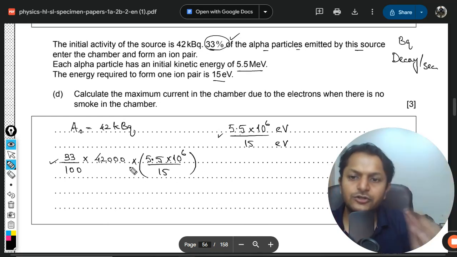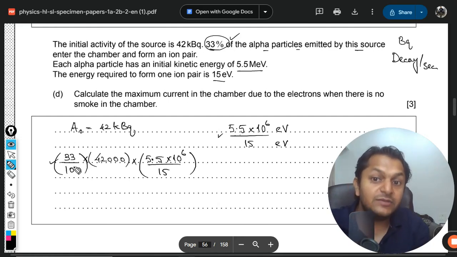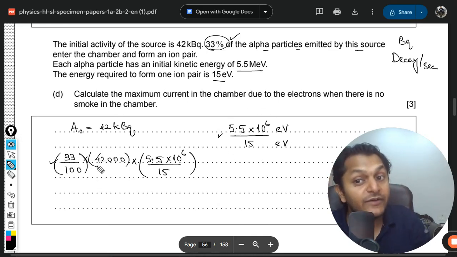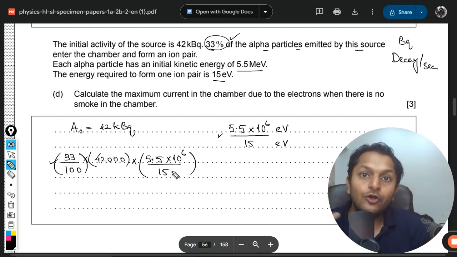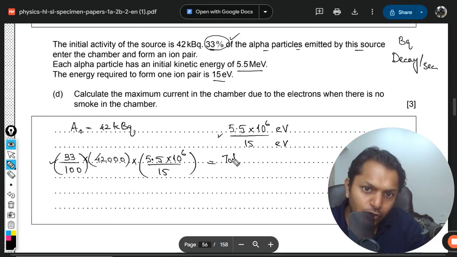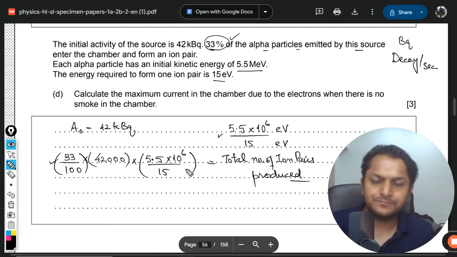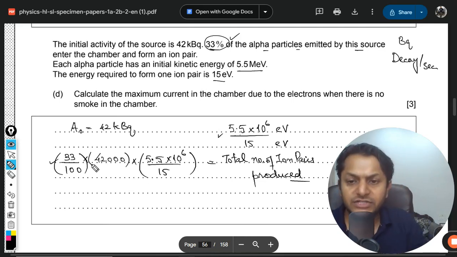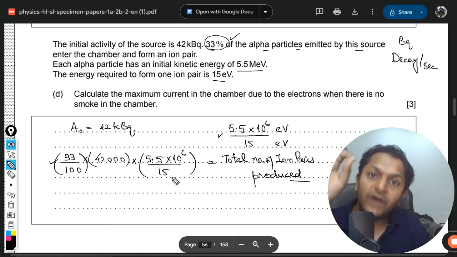So what I did, listen to me: 42,000 are the alpha particles which are actually generated. Out of this, only 33% of the particles are participating in the reaction. And one of these particles is able to produce these many ions. So when you multiply this with this, we get the total number of ion pairs produced. So these many electrons are there, these many positive ions are there.